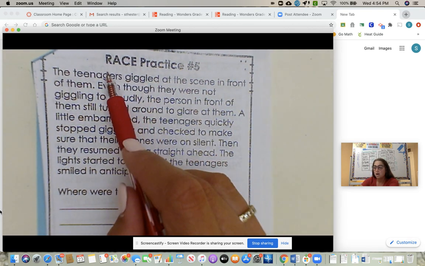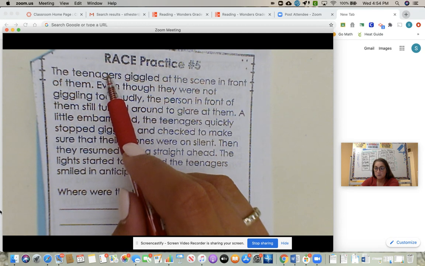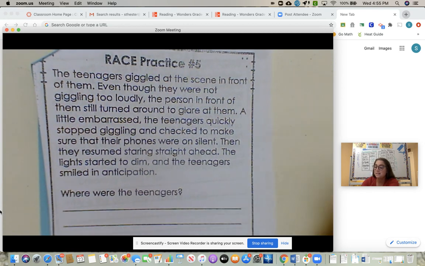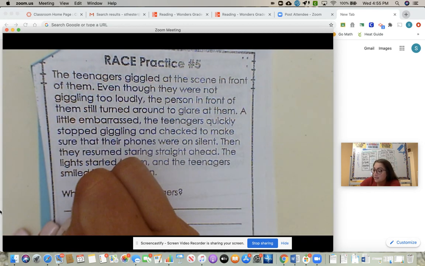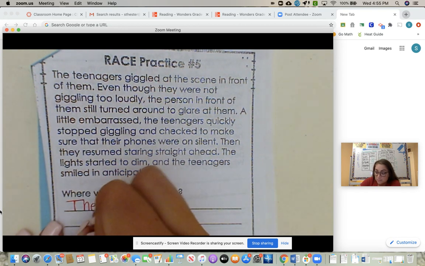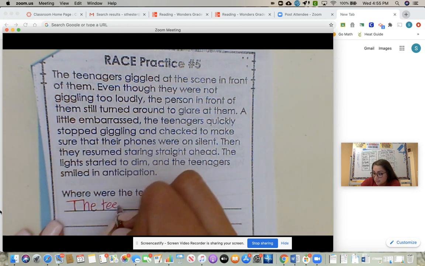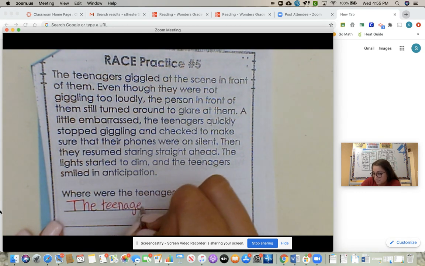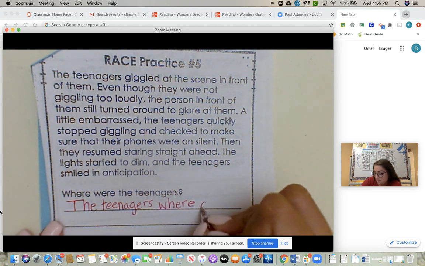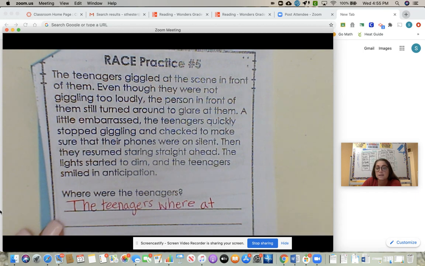So we're going to start with R. Restate the question. Our question is, where were the teenagers? So how we restate that is, and then I want you to write with me and pause when you need. The teenagers were at, okay, that is restating. We restated the question.